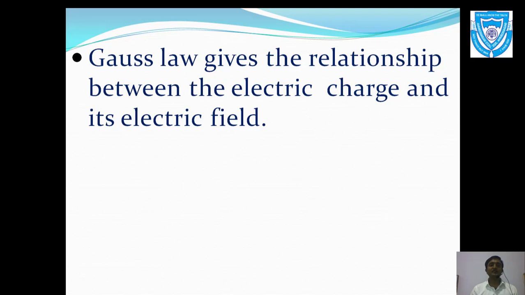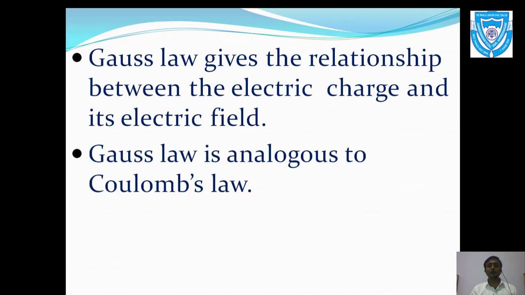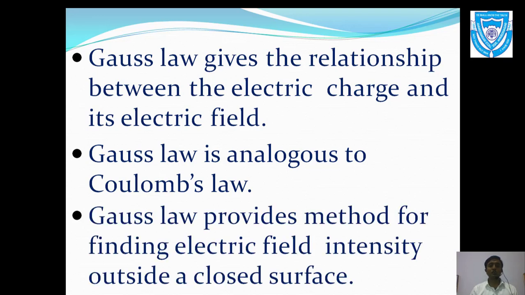Some important points regarding Gauss law. The first one, Gauss law gives the relationship between the electric charge and its electric field. Gauss law is analogous to Coulomb's law. Why is it analogous to Coulomb's law? Because in Coulomb's law we get the relationship between electric charge and electric field. Gauss law provides a method for finding electric field intensity outside a closed surface. And we will use this application of Gauss law for finding electric field intensity outside a hollow sphere or an infinitely long wire.